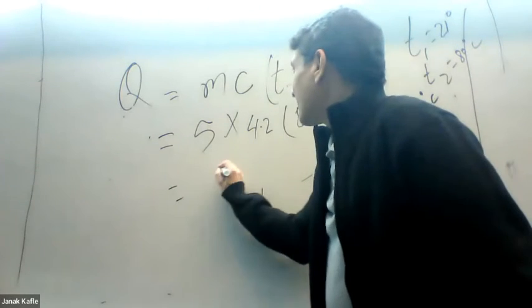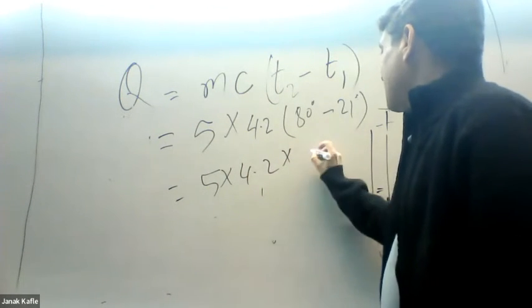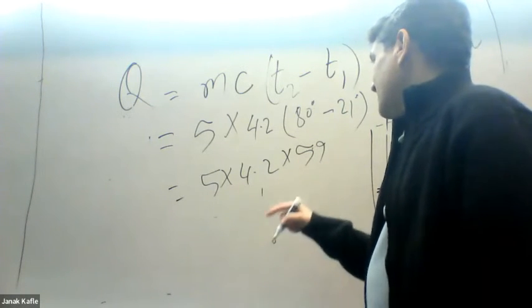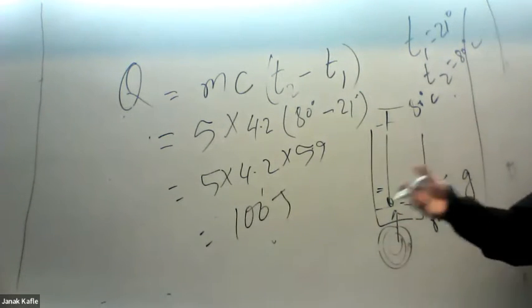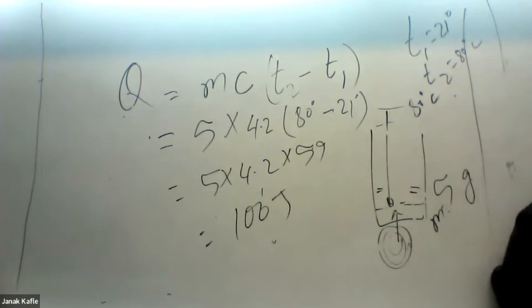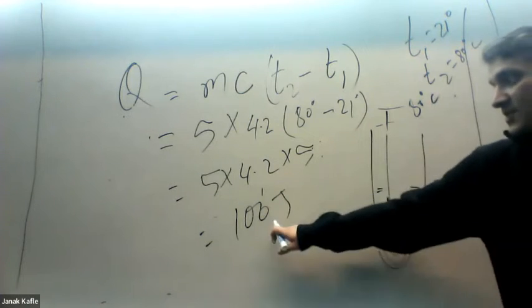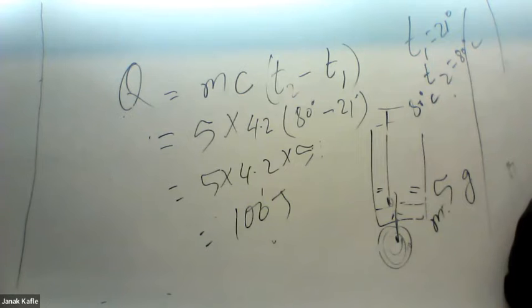Put it in the calculator. 5 multiplied by 4.2. 80 minus 21 is 59. And then 5 times 4 is 20, 20 and 5, approximately 100 joule of heat energy is transferred from here to here. Just put it in the calculator, yeah? I just did the mental calculation there, but that's about 100 joule. 5 multiplied by 4 is 20, no, not 5, it is 5 gram, right? So approximately 100 joule of heat energy is transferred from heater to water. Everybody got that?